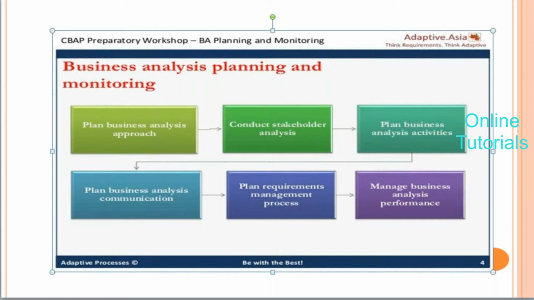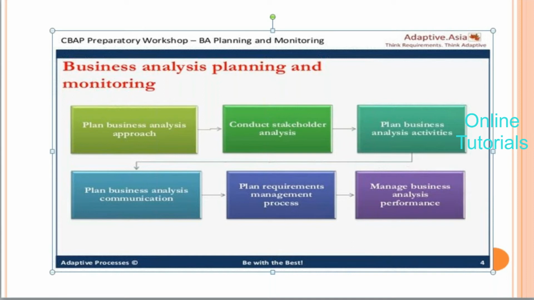Followed by this, we have to do some stakeholder analysis. And that we already discussed, right? Stakeholder analysis, we have already discussed in the initial stages of our training, right? Understood? Clear? Then the business analysis activities, right? And how we have to communicate this, what is the medium of communication and how this is to be communicated.